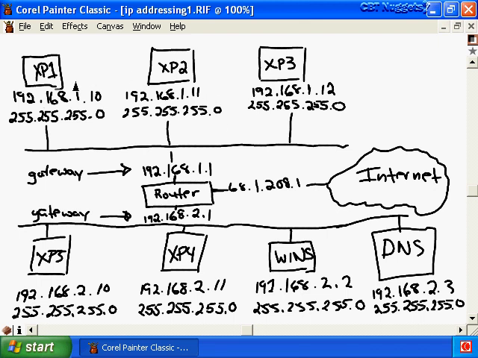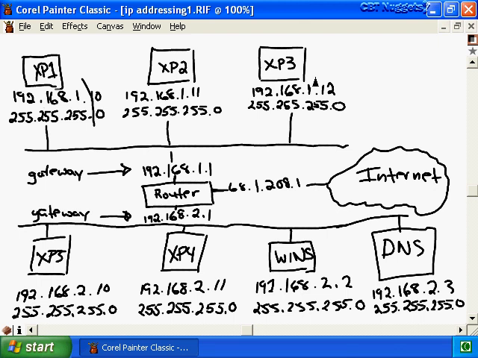For example, if we want to connect from XP1 to XP3, we're going to use our subnet mask to find our network, which is right here, the 192.168.1, and we're going to compare our network to that of XP3, and we see that it's also on the 192.168.1 network as well. So in this case, we're not going to have to go through our gateway to get to XP3.